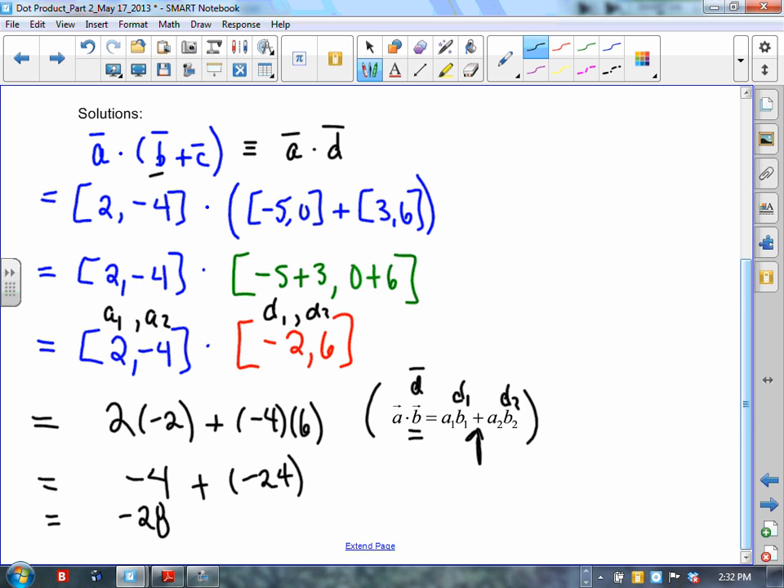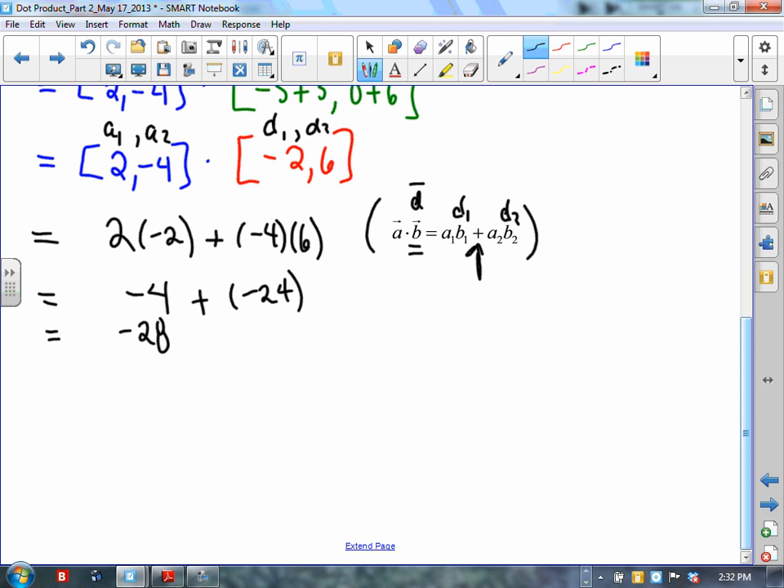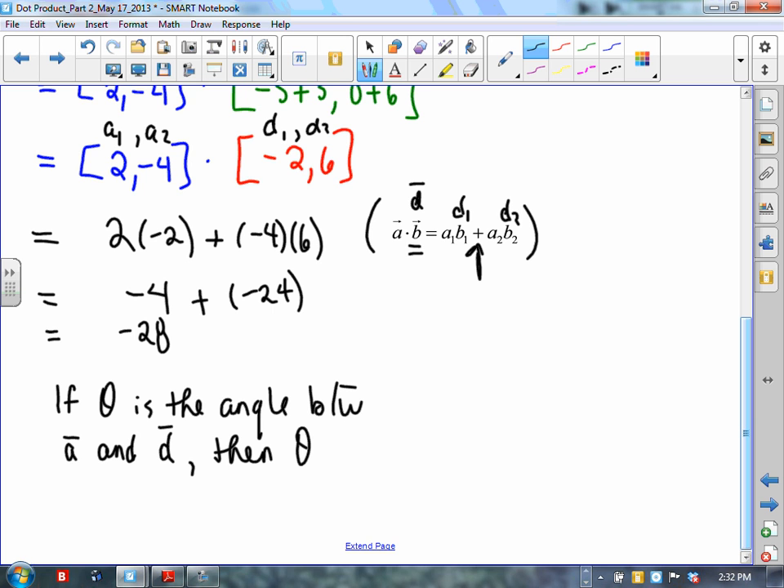So things that we can draw from this: if theta is the angle between A and D, and we understand that D is the vector B plus C, then we know that theta in this case is going to be greater than 90 degrees, based on what we had learned in class. So the angle between A and D is obtuse, given the dot product is negative, since A dot D is a negative value.